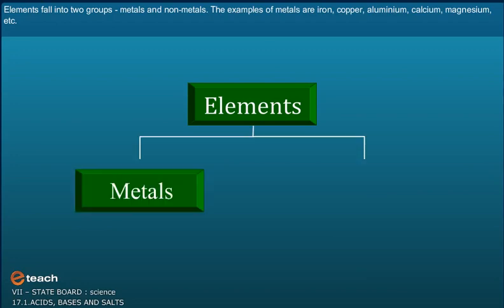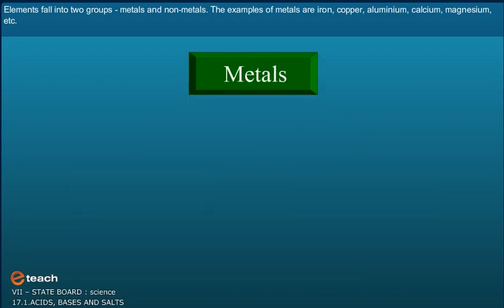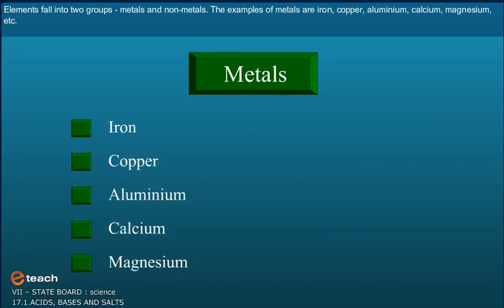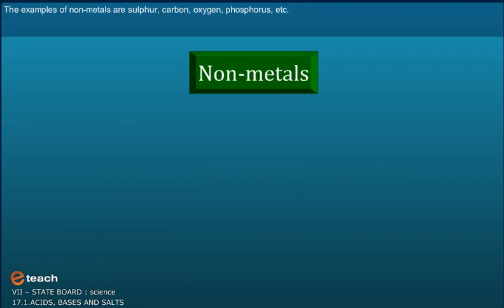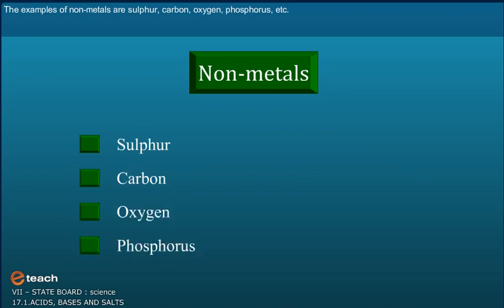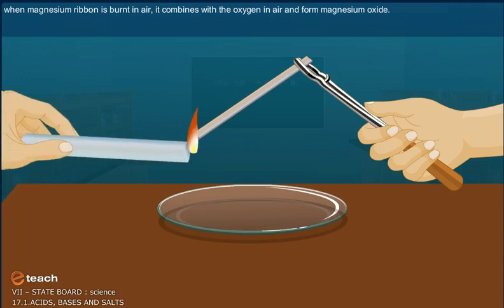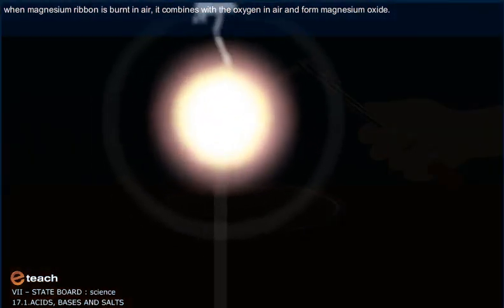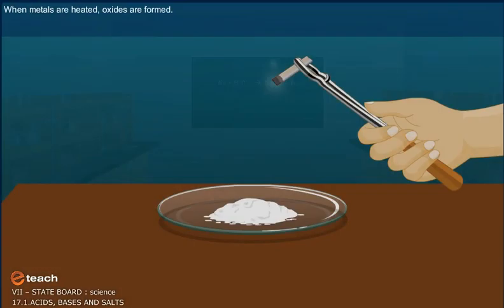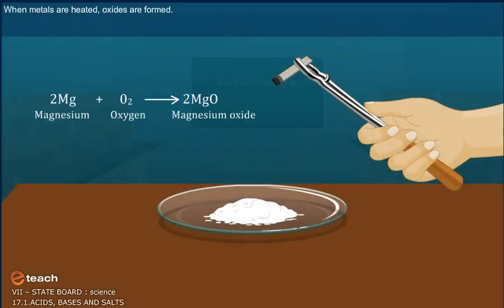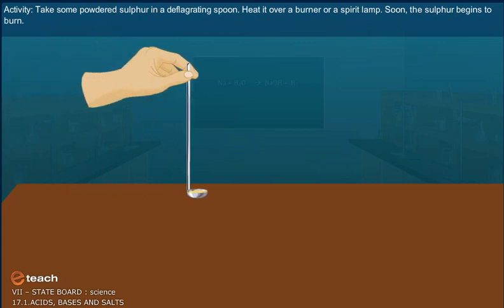Elements fall into two groups, metals and non-metals. The examples of metals are iron, copper, aluminium, calcium, magnesium, etc. The examples of non-metals are sulfur, carbon, oxygen, phosphorus, etc. When magnesium ribbon is burnt in air, it combines with oxygen in the air and forms magnesium oxide. When metals are heated, oxides are formed. 2Mg + O2 gives 2MgO. Magnesium, oxygen, magnesium oxide.